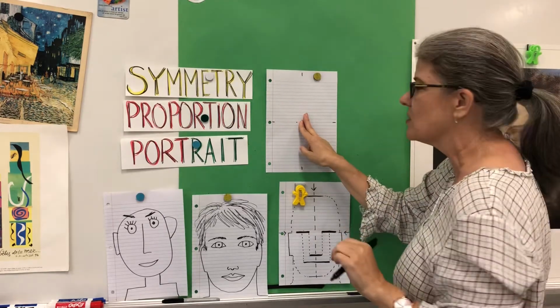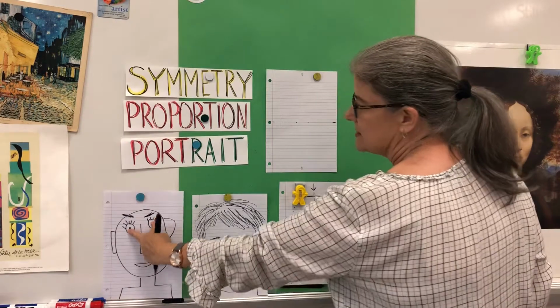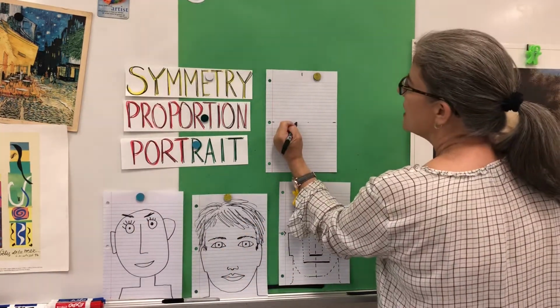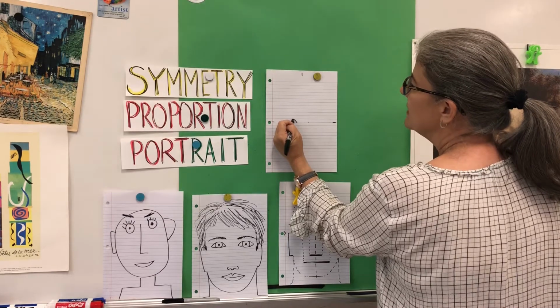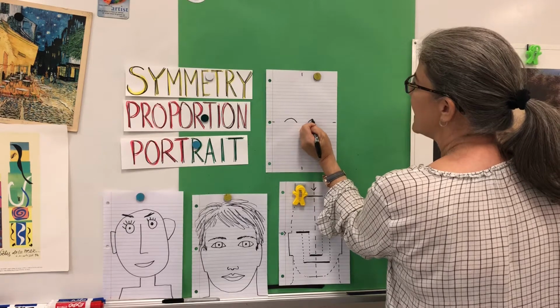So step 1 is draw the eyes. The shape I want to make is not round and not at the top, but I want to make kind of a football shape. I want to make the top part curvy, not as curvy as a rainbow. I want to try to make these match.